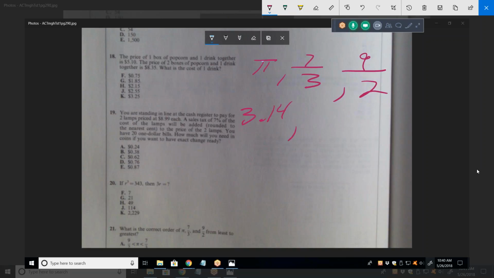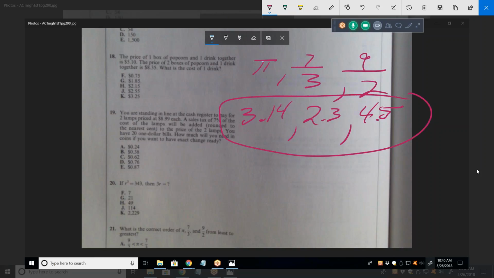Put everything else in a decimal. Okay, what's 7/3? 2.3. And what's 9/2? 4.5. Now it's easy. In other words, once you get them so that they're all in the same format, it's easy to order them. Yeah, that makes sense, yeah.